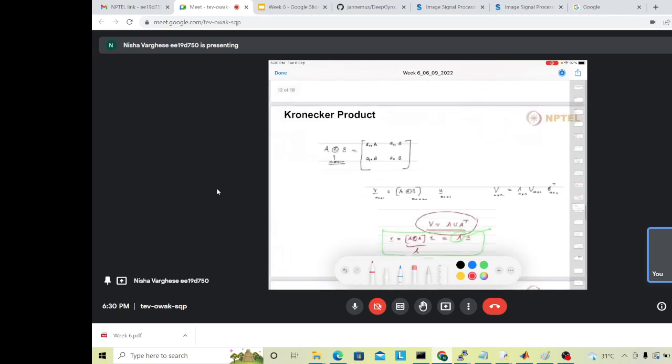So what is Kronecker product? If we have two matrices A and B, like A is 1 2 3 4 and B is 5 6 7 8, you can find the Kronecker product between A and B as: 1 into this thing, so 5 6 7 8, then 2 into this thing, so 10 12 14 16, then 3 into this thing becomes 15 18 21 24, then 4 into this thing 20 24 28 and 32.